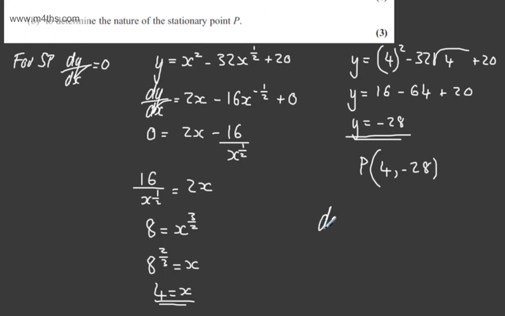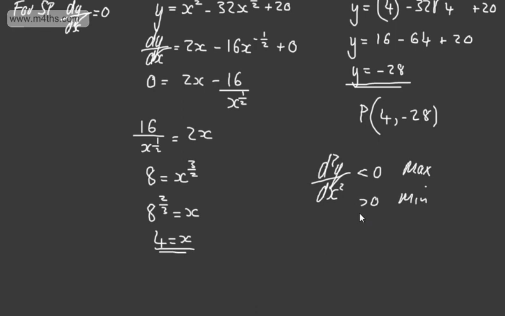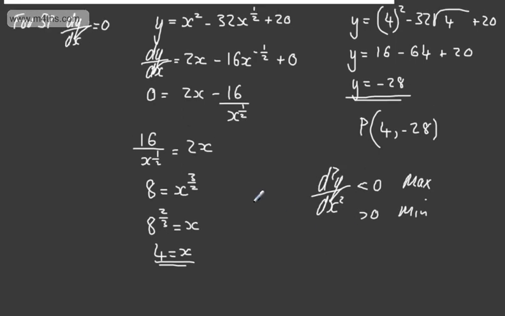If we have d2y by dx squared, which is the second derivative, less than 0, we can say that we have a max. If it's greater than 0, we have a min. If it is equal to 0, we need to investigate further. So we have dy by dx. dy by dx is just here.